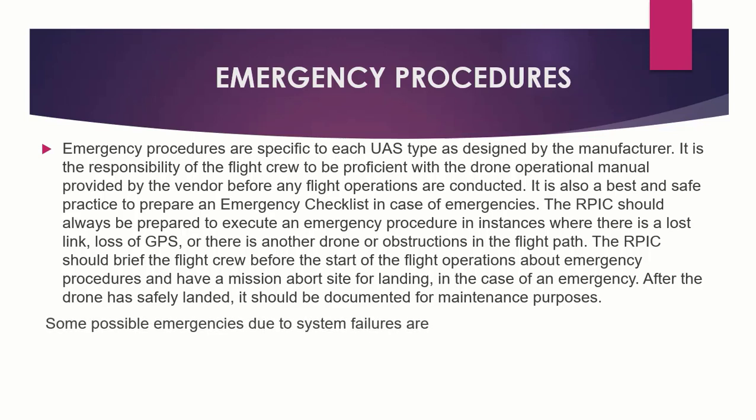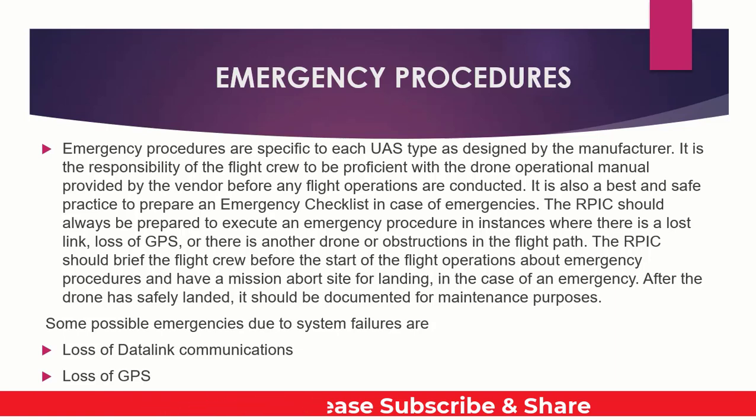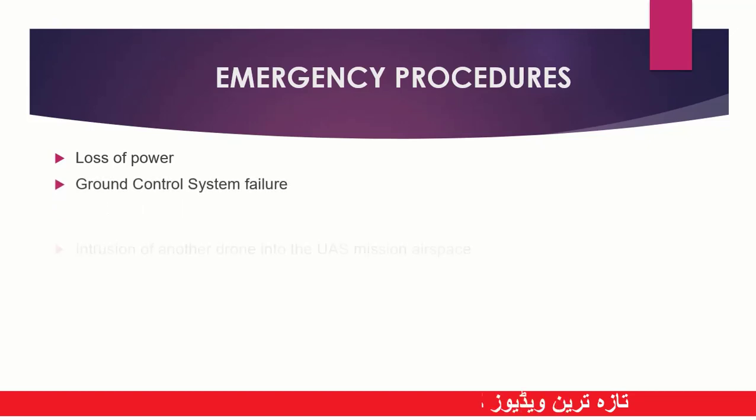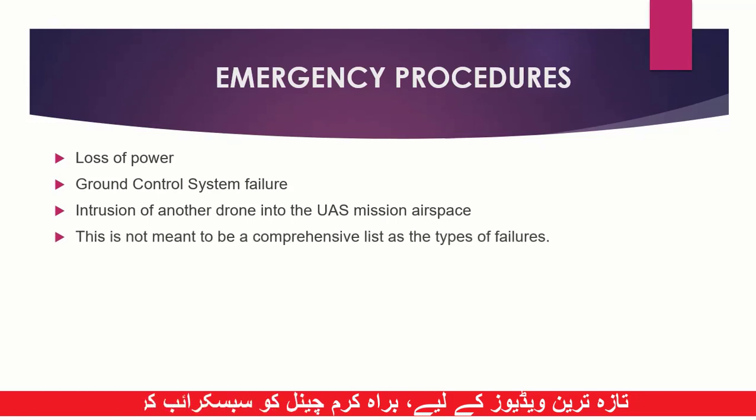Some possible emergencies due to system failures are: loss of data link communications, loss of GPS, autopilot software error failure, loss of power, ground control system failure, intrusion of another drone into the UAS mission airspace. This is not meant to be a comprehensive list of the types of failures.